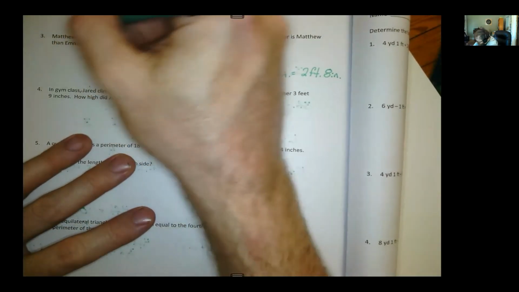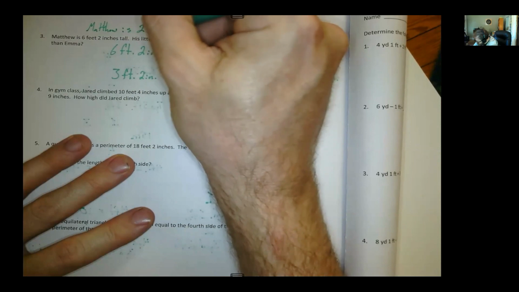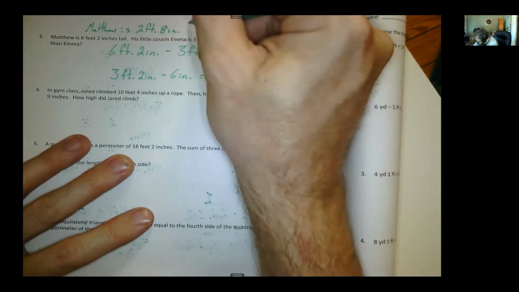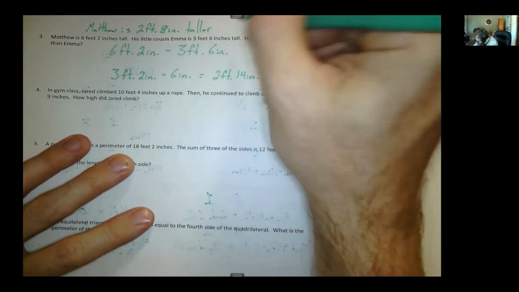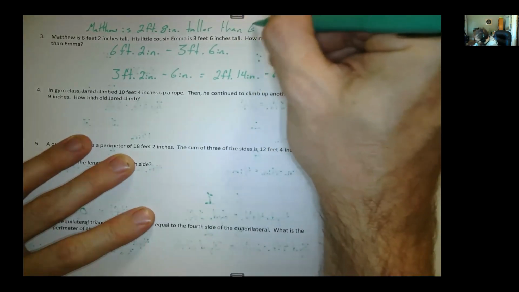Written with words would be Matthew is 2 feet 8 inches taller than Emma. Okay, let's stop there.